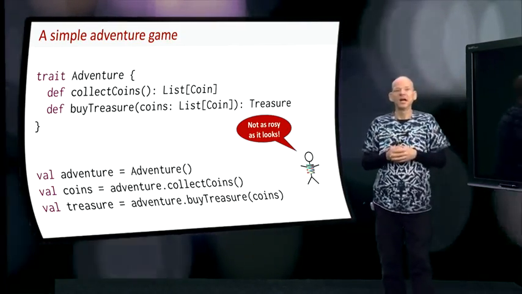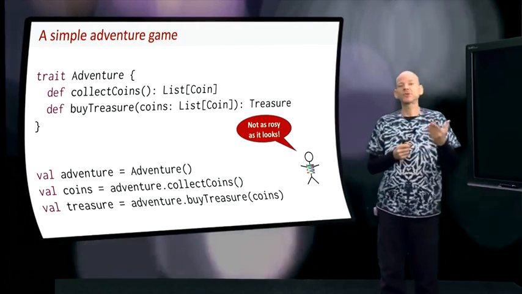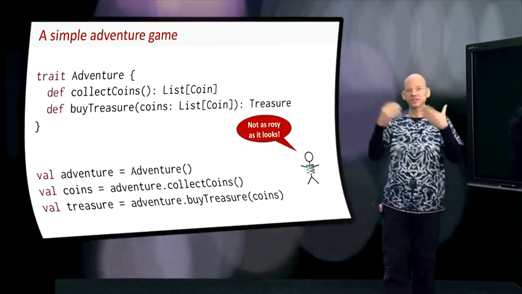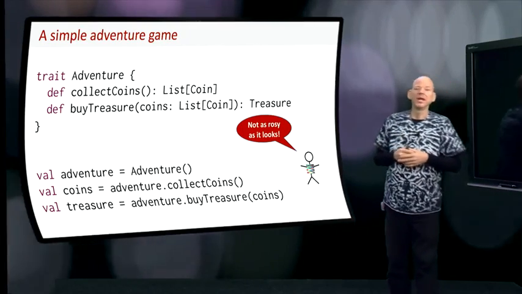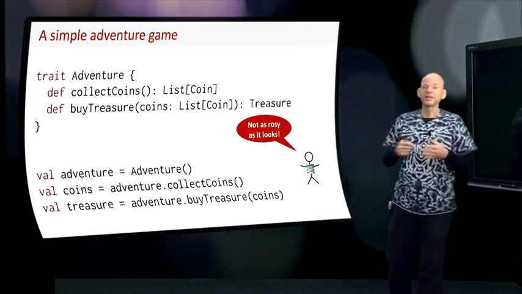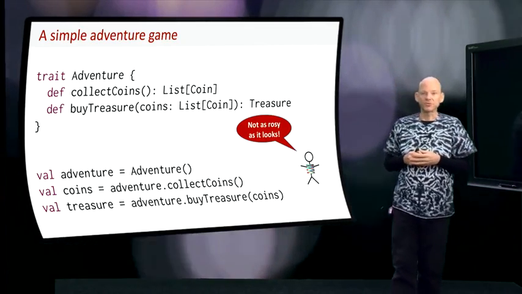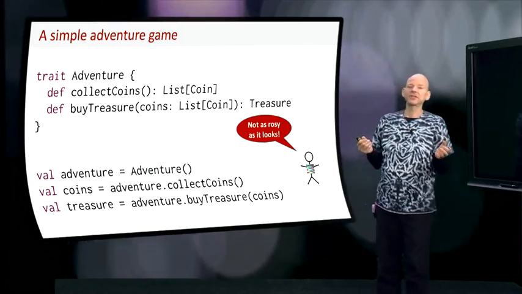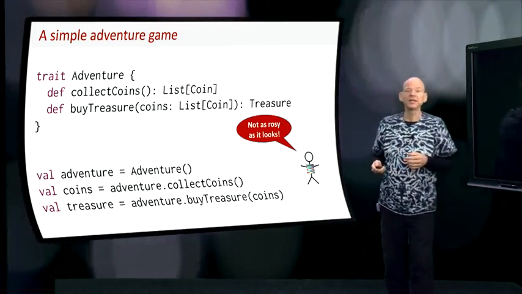That's great. So let's write a little script for our game. We first call the constructor. There's also an object Adventure that contains the constructor. Then we collect some coins, and then hopefully we collect a lot of coins so we can buy some treasure. Now this program looks very innocent, but it's really not as innocent as you think.